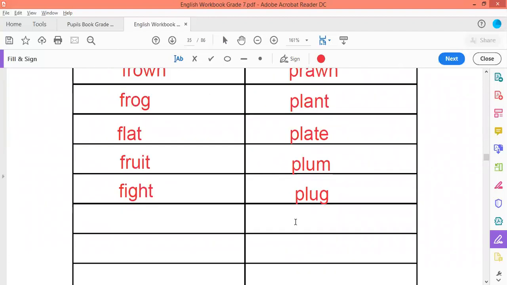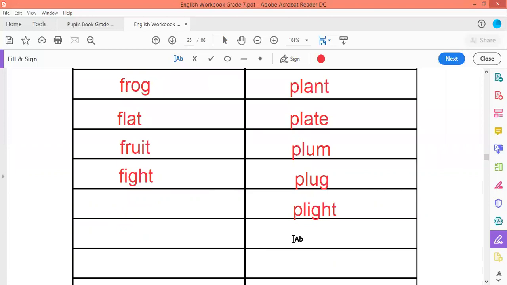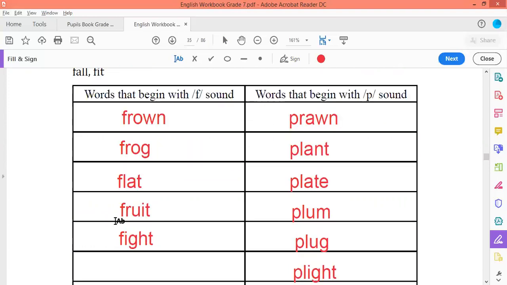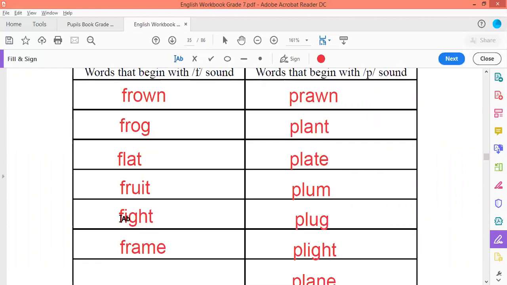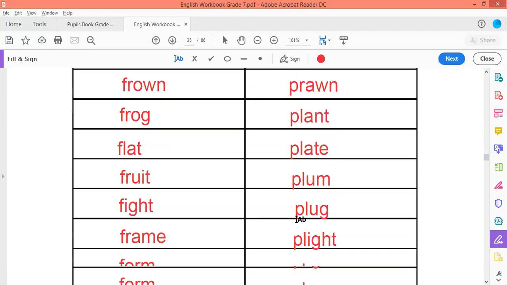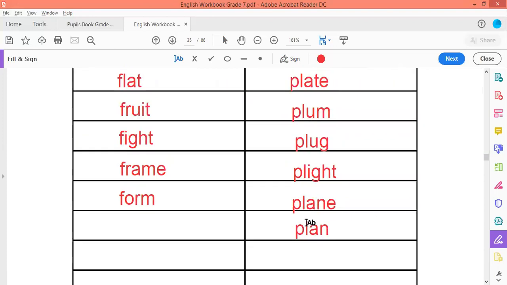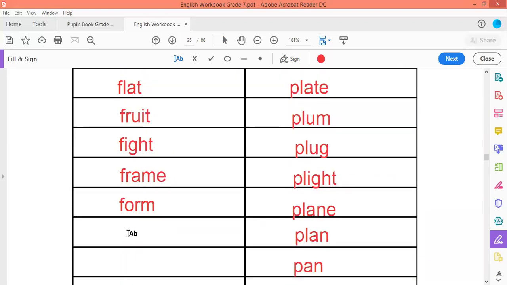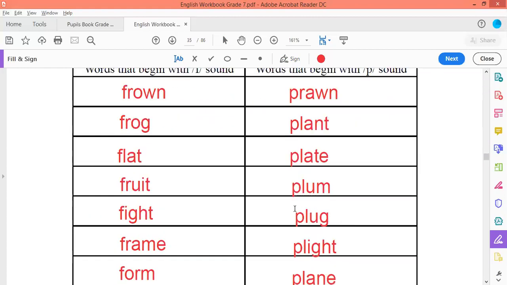Flight comes here. Plane. First sound. Plane. Frame. One here. First sound. Form. First sound. Plan. First sound. Then pan. First sound. Yes. Fan. First sound. Paper and puppy, both here. Both upper sounds. When you write, your P should go below the line.